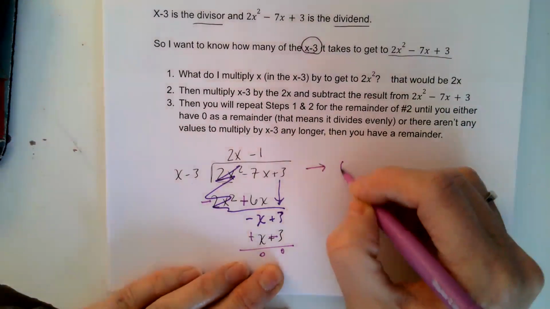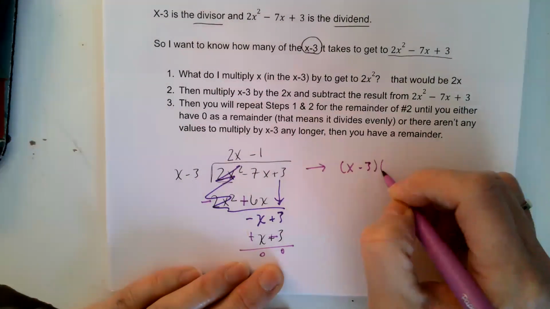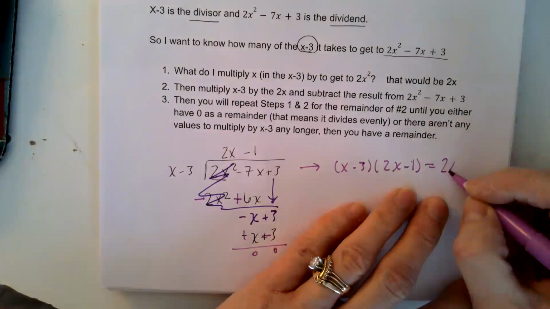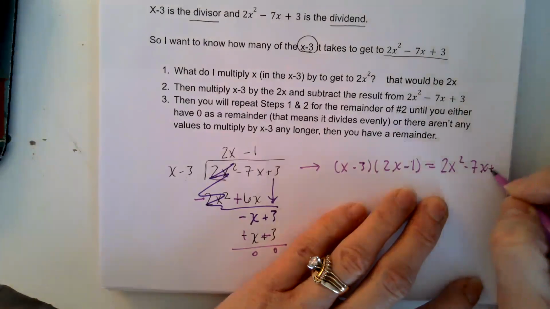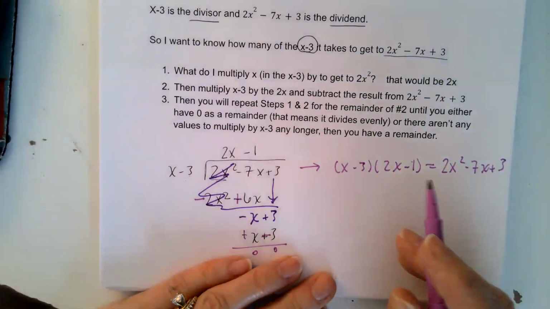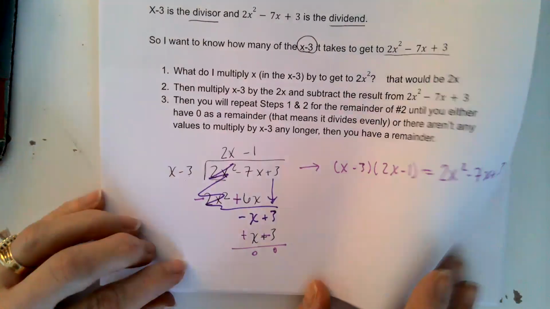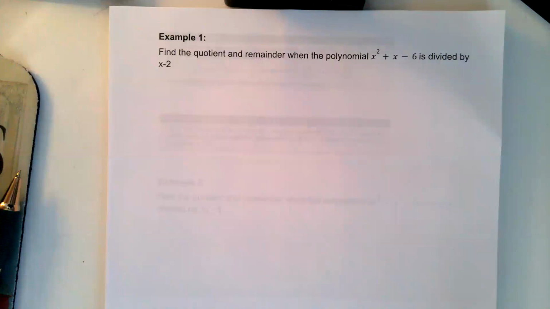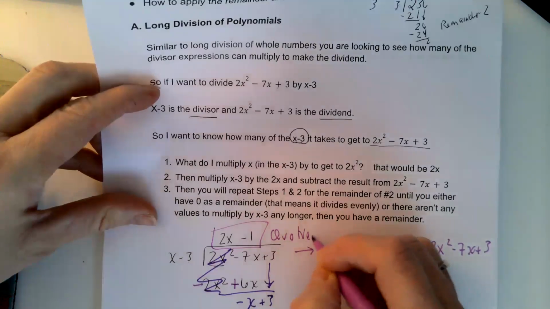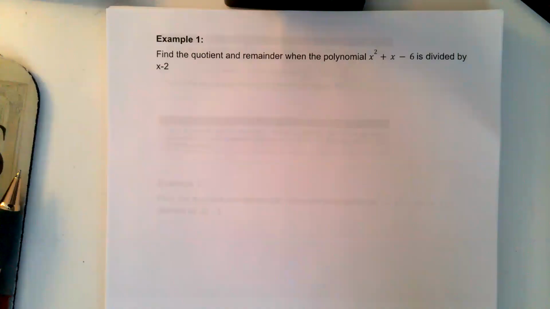So I can say that x minus 3 times 2x minus 1 equals the polynomial 2x squared minus 7x plus 3. I actually could have just factored this, but this is how you do long division. Let's find another one. Let's find the quotient. So in the last one, 2x minus 1 is my quotient. It's the result of dividing.